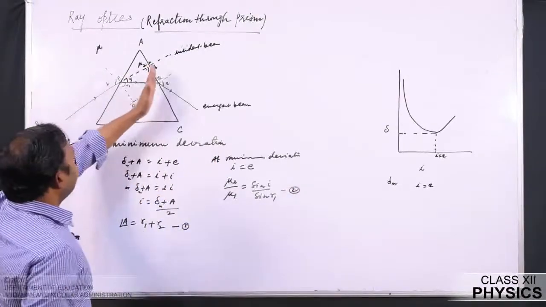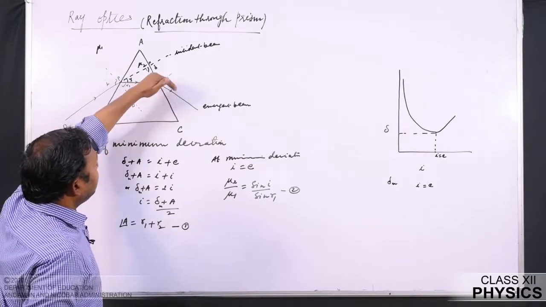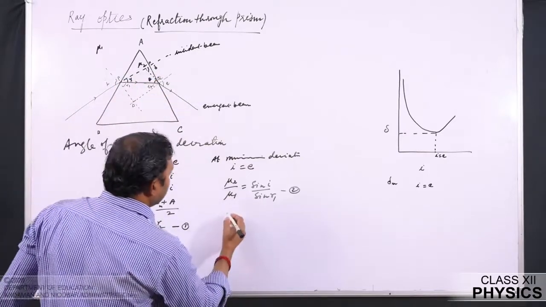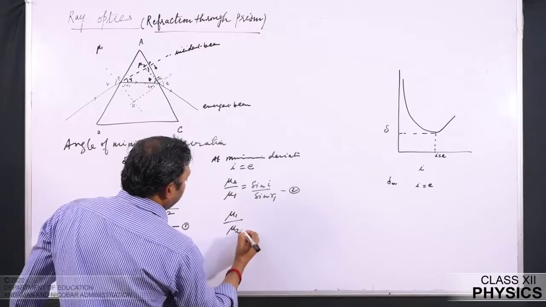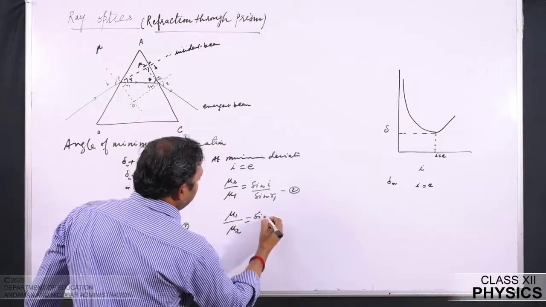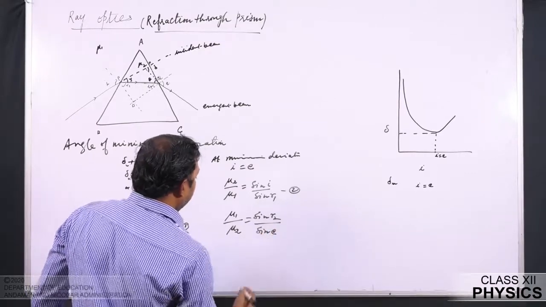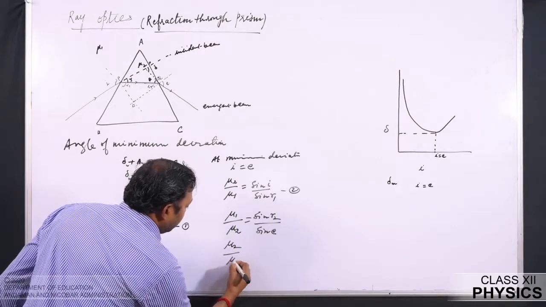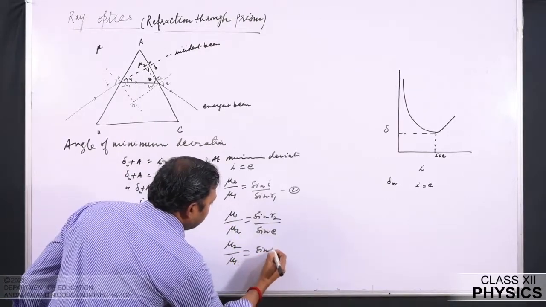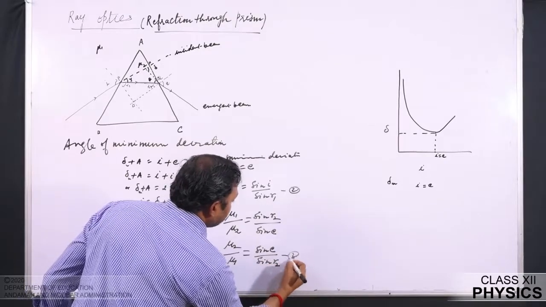And for the second surface, the ray is emerging out from the denser medium and it is entering into the rarer medium. So, here using Snell's law, we have mu 1 divided by mu 2 is equal to sin of R2 divided by sin of E. Now, reversing it, we get mu 2 by mu 1 is equal to sin E divided by sin R2. Let this be equation 3.